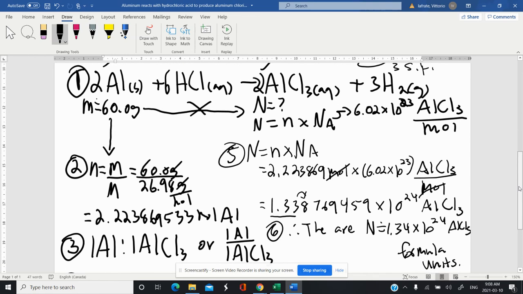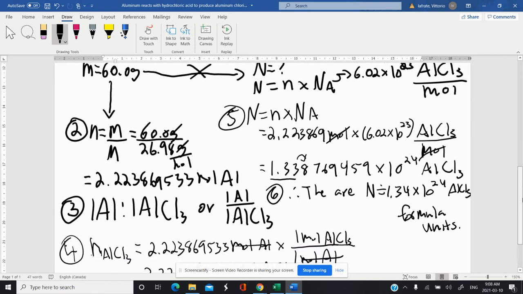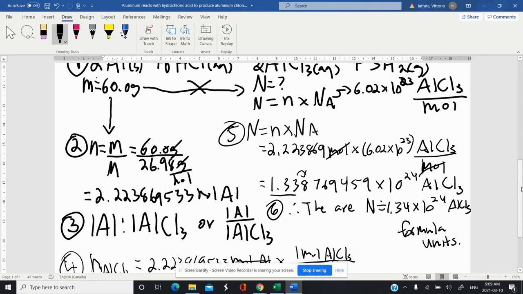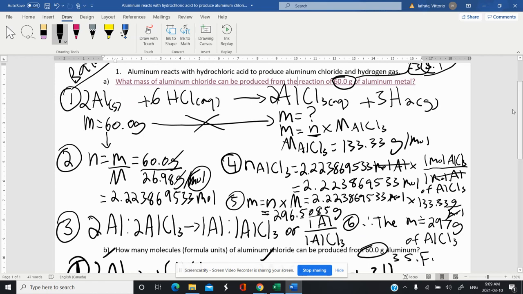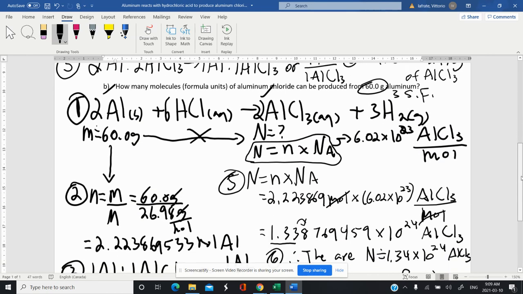We used the mass of aluminum, found its moles, and used the mole ratio between aluminum and aluminum chloride to find the moles of aluminum chloride. We then used the moles of aluminum chloride and plugged it into this formula over here to find the number of particles of aluminum chloride. So it was very similar to the previous question. It's just that our end result was that we used a different formula. Rather than find the mass, we found the number of particles.